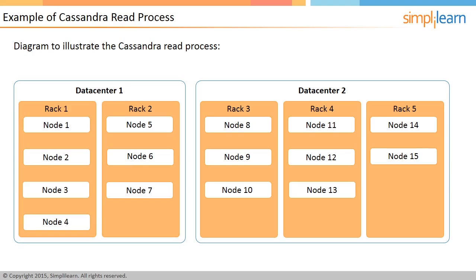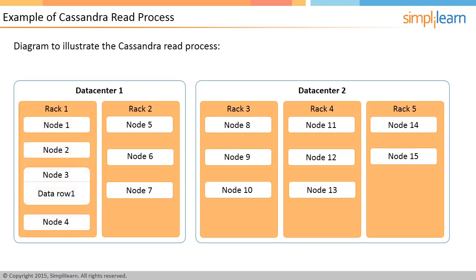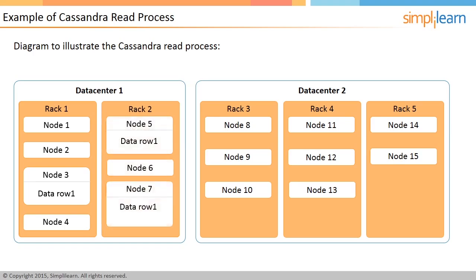The first copy is stored on node 3. The second copy is stored on node 5. And the third copy is stored on node 7. All these nodes are in Data Center 1. The fourth copy is stored on node 13 of Data Center 2.